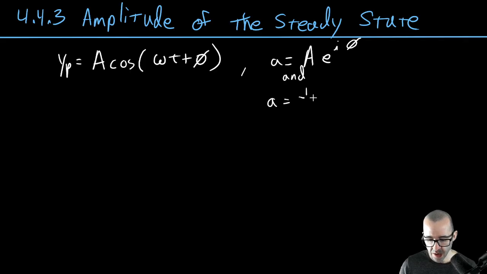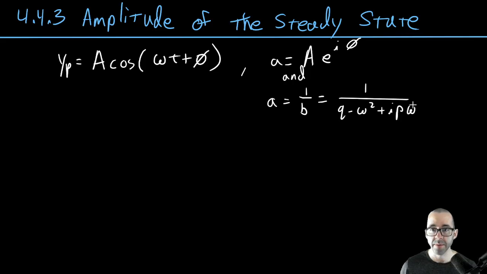A we said was 1 over B, and B we said was q minus omega squared plus i times p omega.